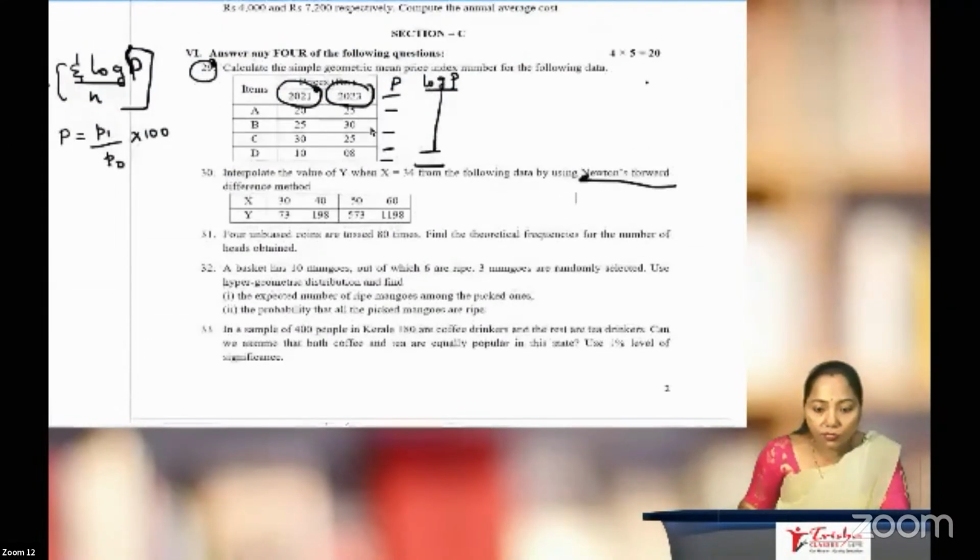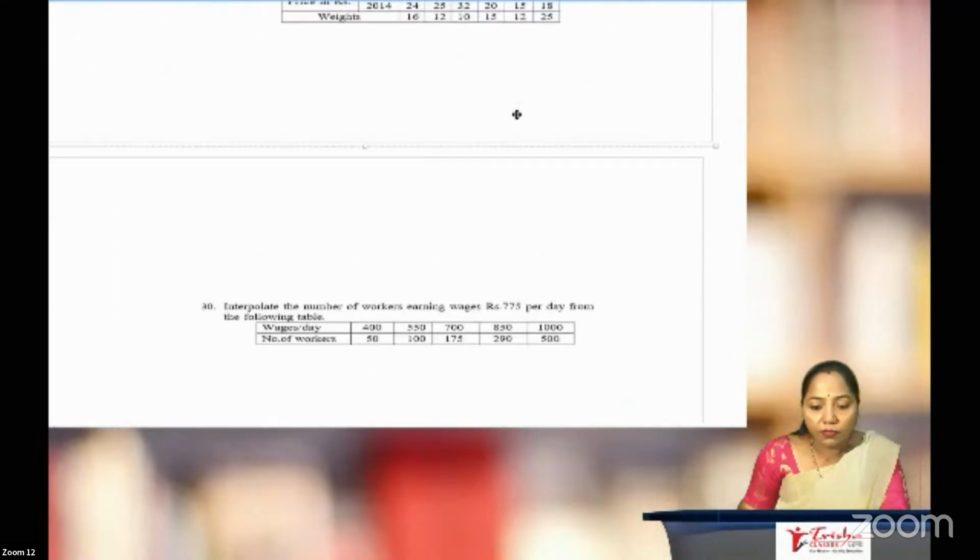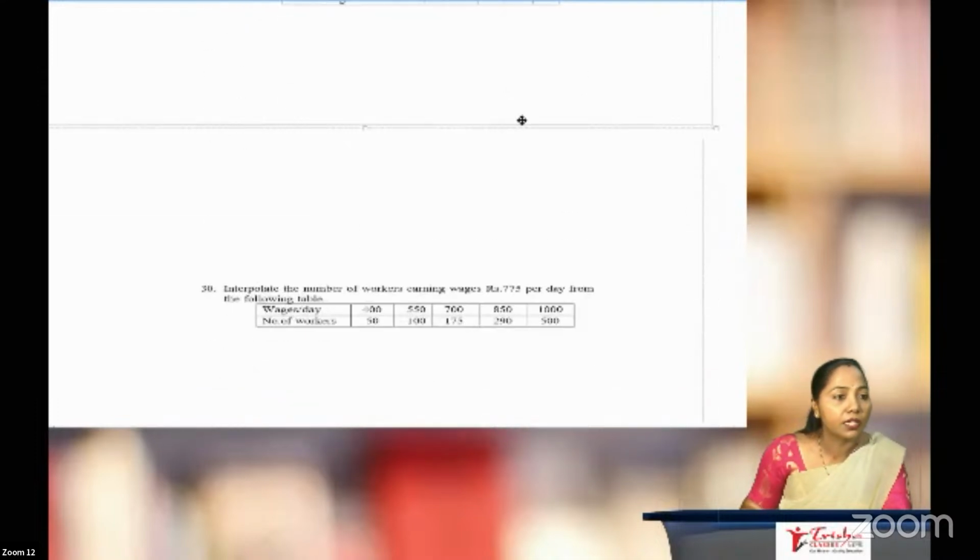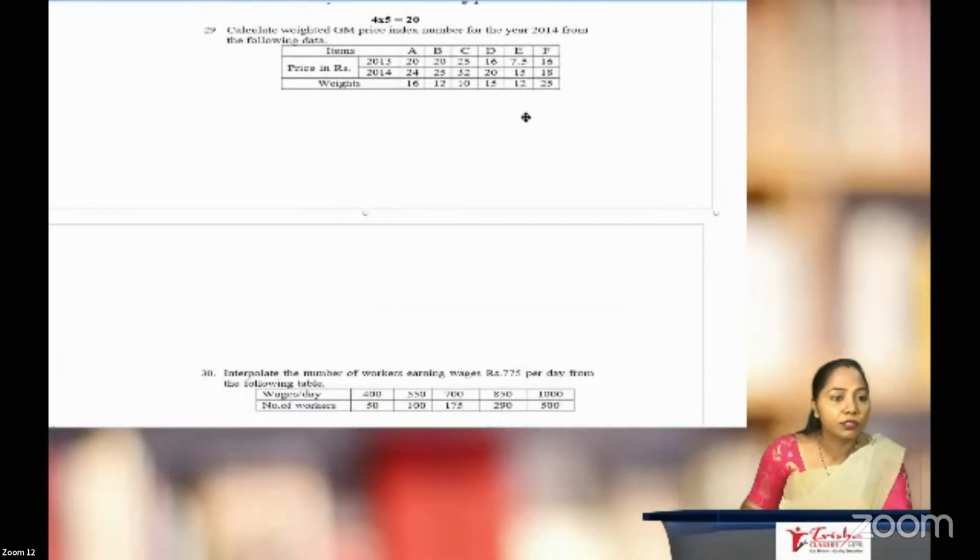I have not left the space to solve the sums here. I'll take one more model paper where I have given some space. I hope it is okay. Is that okay with you, dear students?